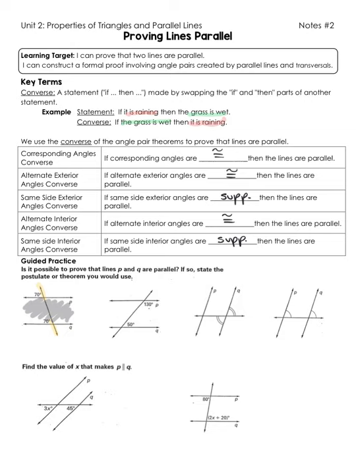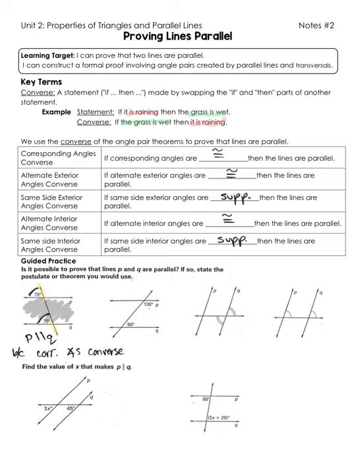So I identified my transversal, and I shaded the interior. These are the two angles I was given. I need to look at what angle relationship these angles represent. These angles would be corresponding. They're both located in the same corner at each intersection. So I look up here at my corresponding angles converse, which says if the angles are congruent, then the lines are parallel. The two angles that I was given are congruent, so I can say that P is parallel to Q because of the corresponding angles converse.